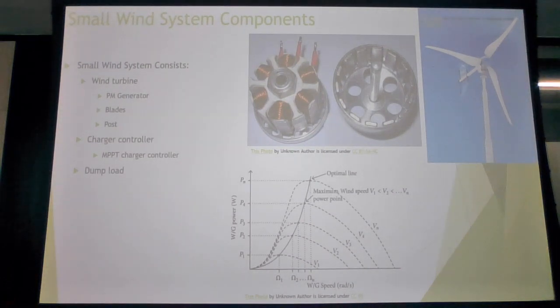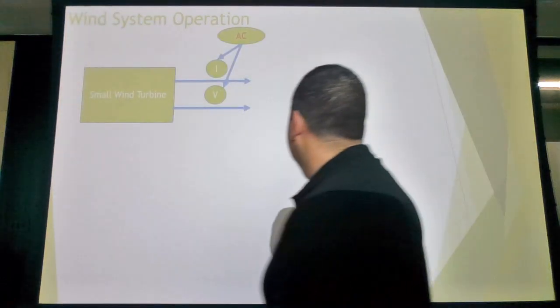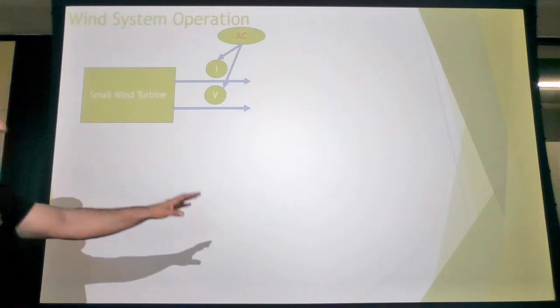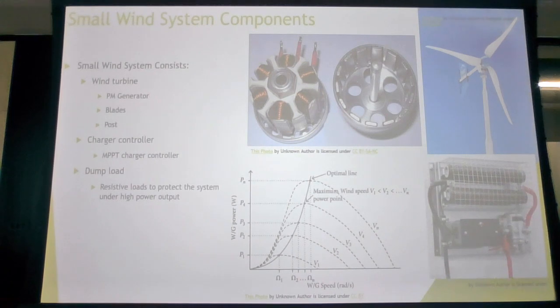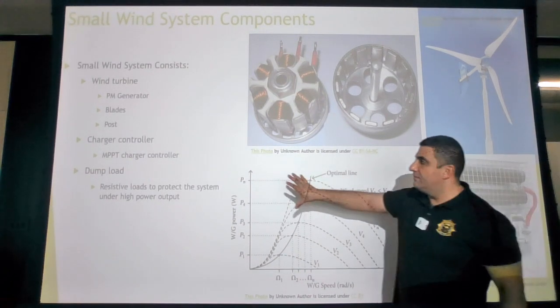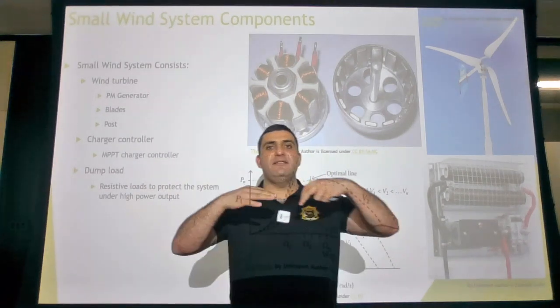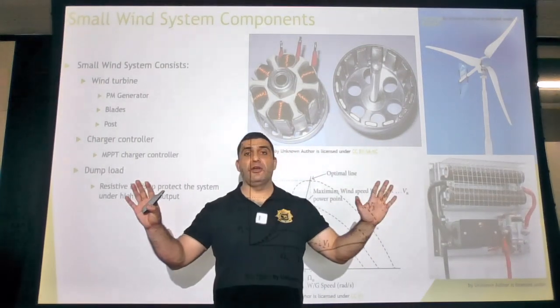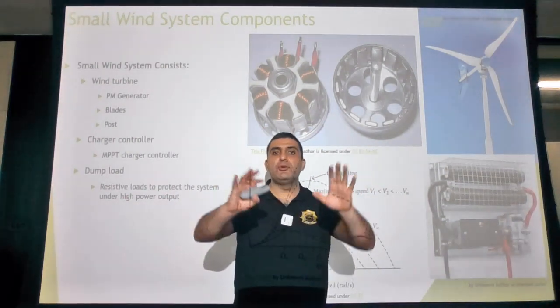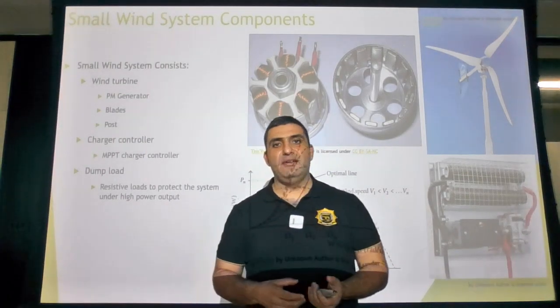Also, in a wind system, you must have a dump load. What's a dump load? A dump load is a resistance. If the wind speed still exists, and you don't have additional load, and the battery is fully charged, where would you go with your power under heavy wind?